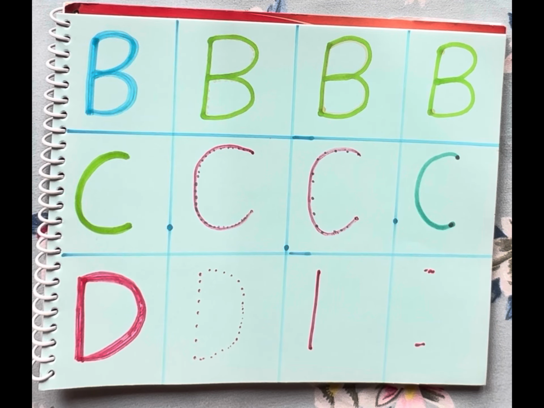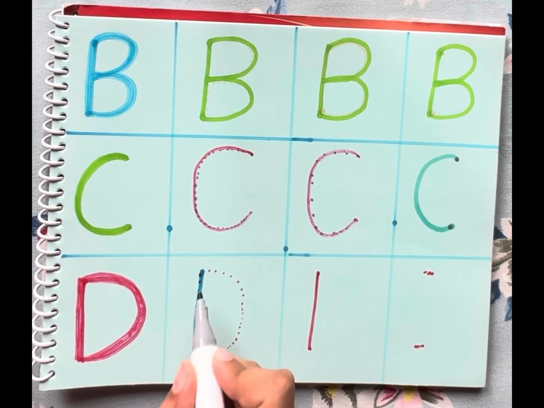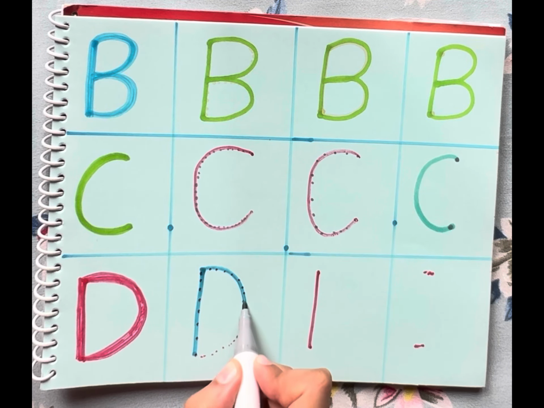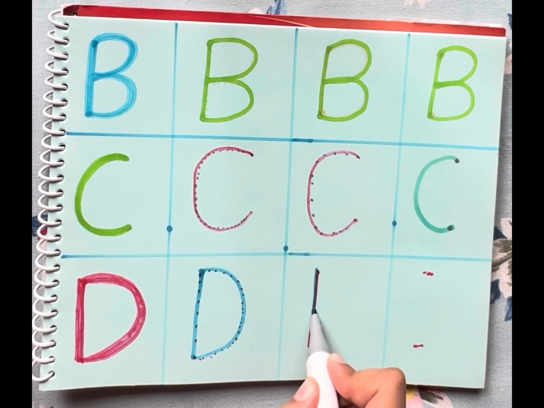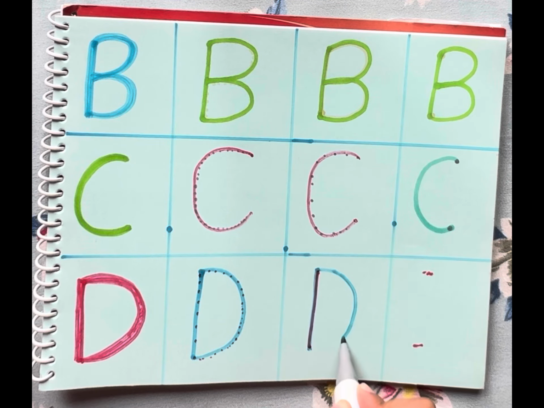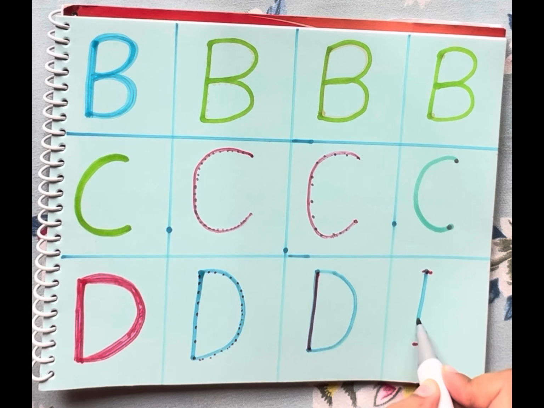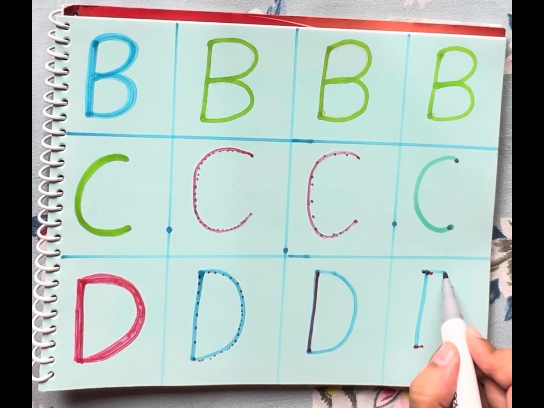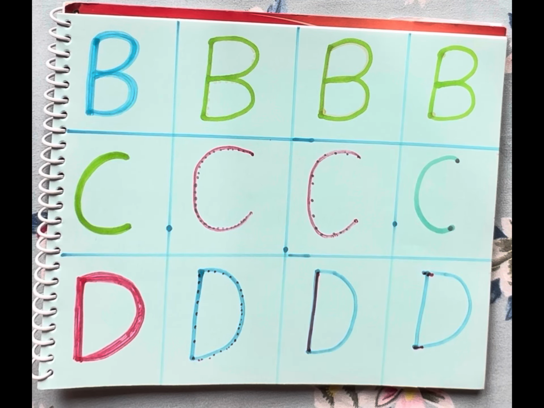Now let's move on to D. First a standing line, then a semicircle like a C, then an upside down C, make a D. Standing line, semicircle. Now thank you.